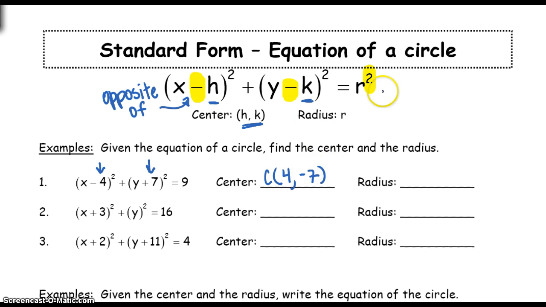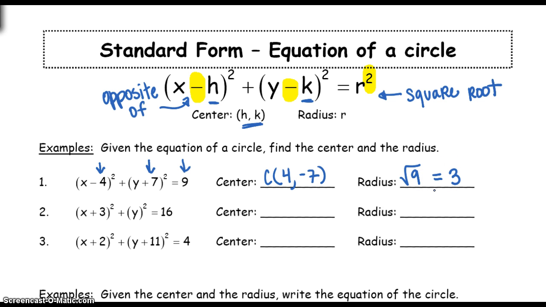Okay? And the next thing you have to worry about is you have to find out what your radius is, but since it's squared, you're going to want to take the square root of it. So whatever the number is at the end, you take the square root of it to find out the radius. Our number at the end is a 9. So if I take the square root of 9, my radius is 3.